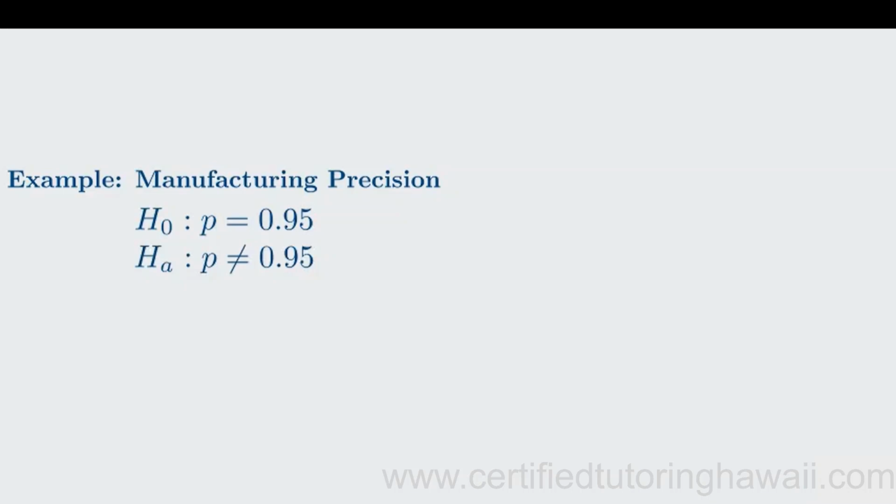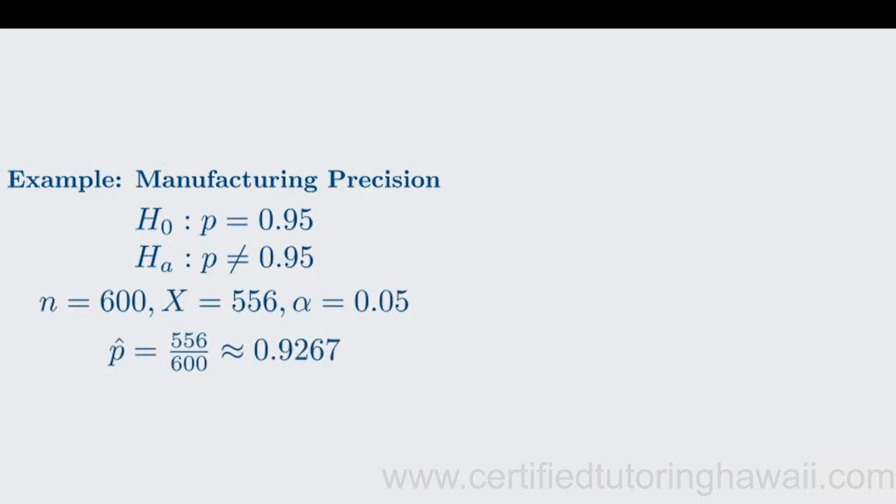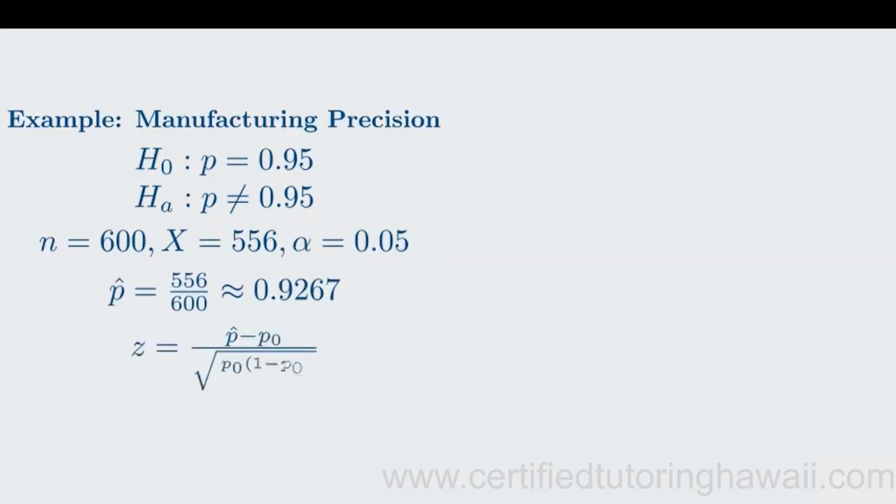A quality control engineer suspects the machine is out of calibration, meaning the proportion could be higher or lower than 0.95. She tests a random sample of 600 bolts and finds that 556 meet the requirement. Use a significance level of 0.05. First, we calculate the sample proportion, p-hat. Now, we calculate our z-statistic.